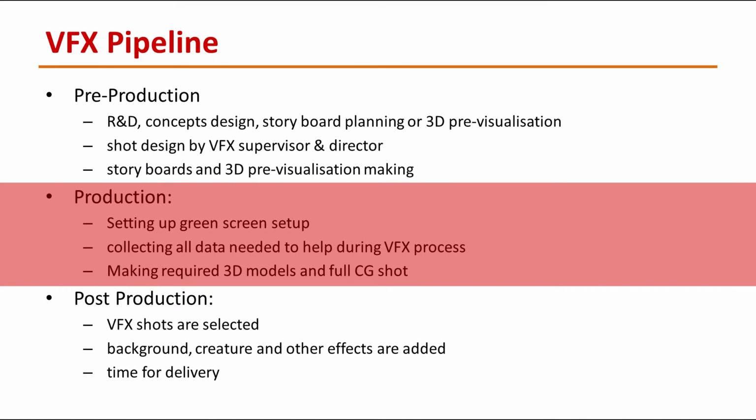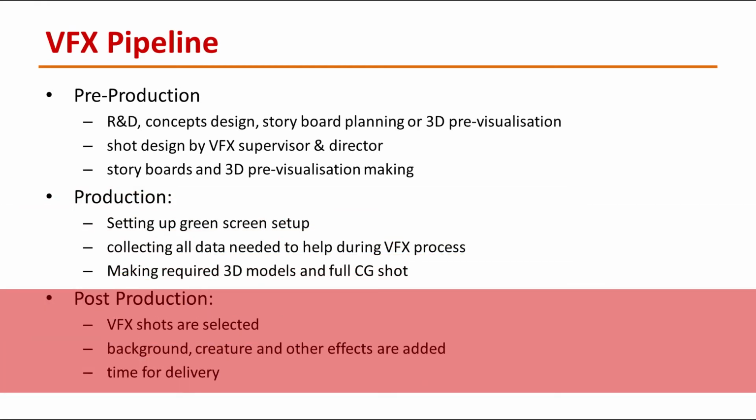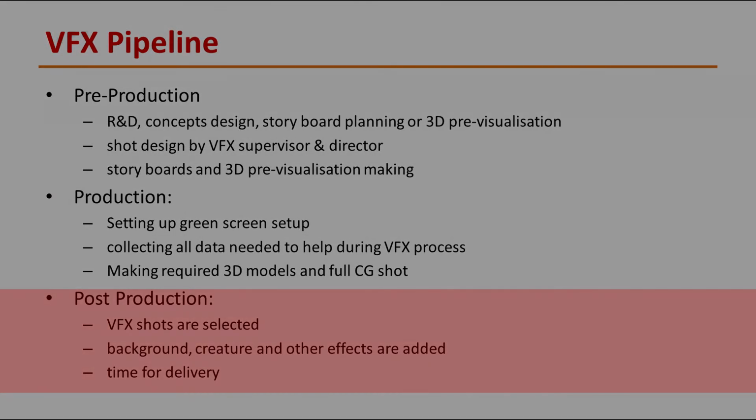In the second step, which is the production work, the final source content is created or captured. Visuals are captured against a green screen setup and all the data needed will be collected by the VFX supervisor. 3D models and CG shots are then created. In the final post-production stage, everything gets pulled together and made to work. At this stage, the backgrounds, creatures and whatever effects are required are then added.